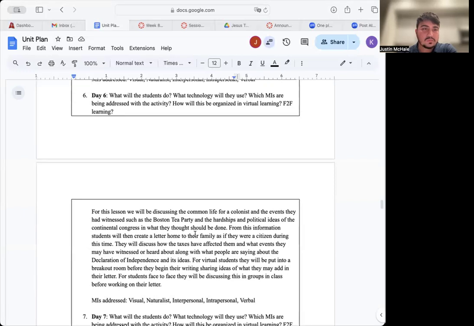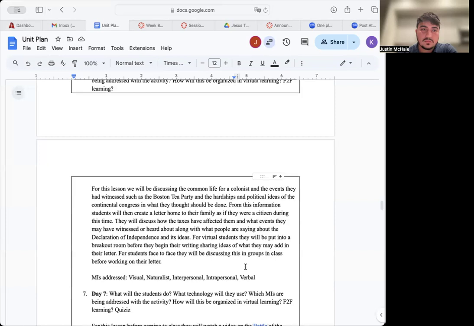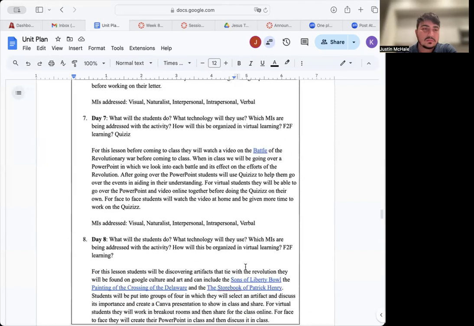They can be talking about the Stamp Act, Townshend Act, Boston Tea Party, people like George Washington, Thomas Jefferson, what they're saying, what they believe about the Declaration of Independence, and all of those things. So we're trying to gauge what they can think of in sending it home. For virtual students, they will be going into breakout rooms in which they'll discuss beforehand what they think they'd put into it. And face to face, they'd be actually talking to people in groups.